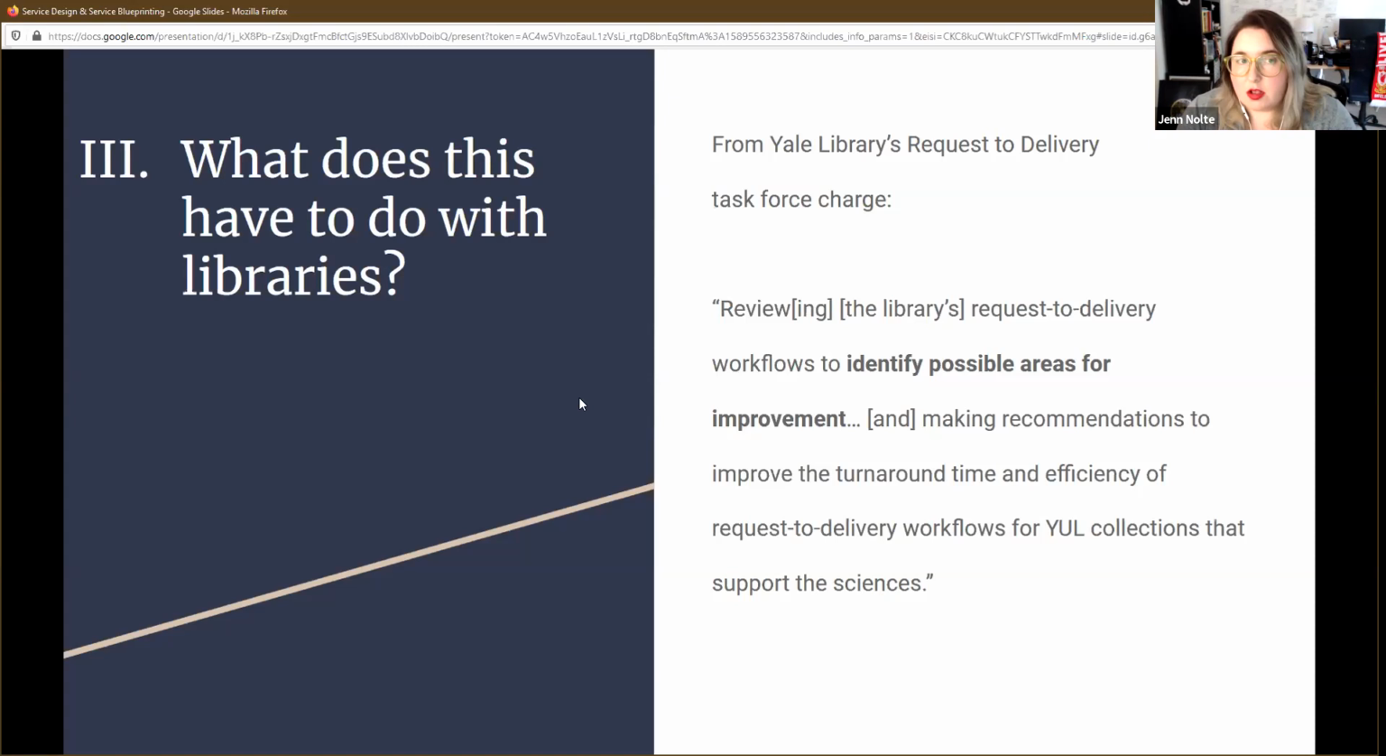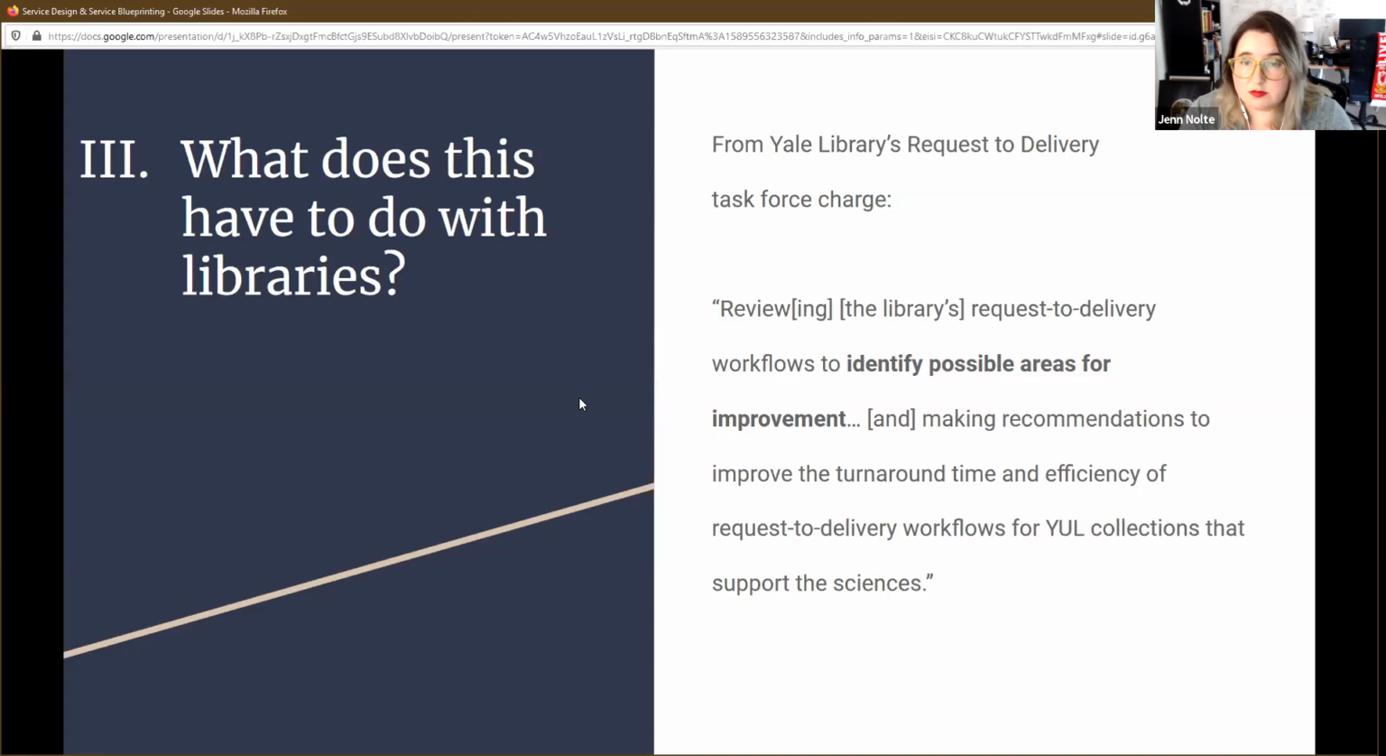So we're talking about workflows and processes that already exist. We're not talking about creating something from the ground up, right? So what can a service design approach do for services that are already in place and that are pretty complex, right? Because the request to delivery workflows, I should say, there's many of them, really bounce around several different departments before they settle back into the hands of the patron, right?